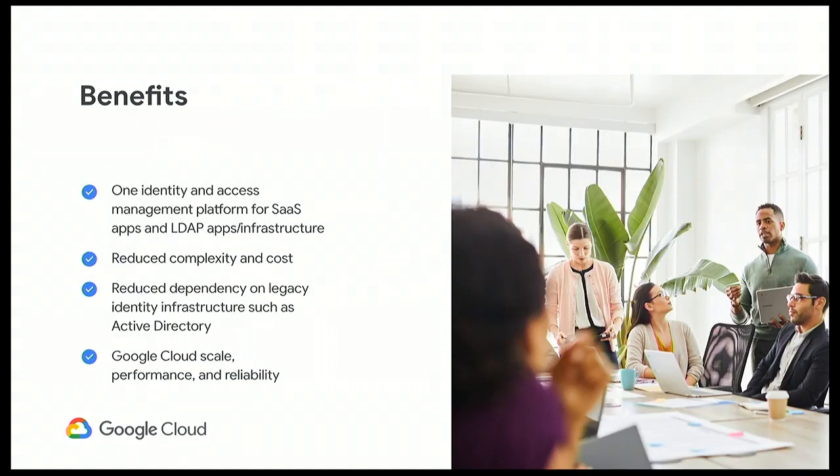All right, so in summary, the key benefits are you can use one identity and access management system to integrate both your modern applications and also legacy applications. And you can reduce the dependence on on-premise directories, which will help you reduce the cost and also the complexity. And then finally, it gives you the Google scale, Google performance, and also Google-based reliability when you use SecureLDAP and Cloud Identity.